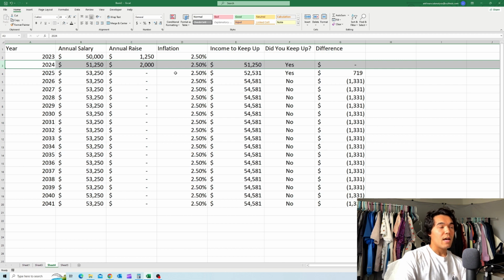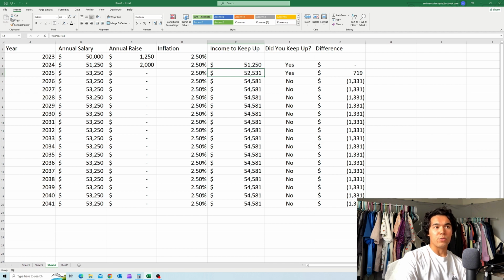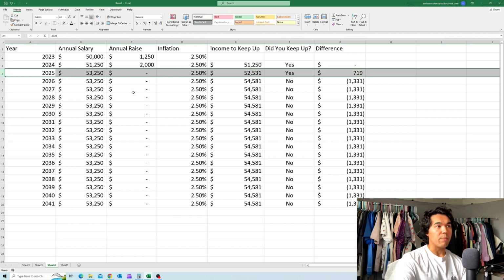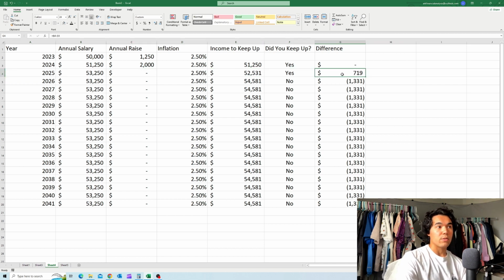And we can see, hypothetically, that with the inflation rate in 2024 being 2.5%, what he would need to make in 2025 is $52,531 to have the same spending power that he did initially, right? The initial $50,000. And sure enough, in 2025, he is on track to surpass that, right? He kept up with inflation, but he also beat it by $719, right? So that's great. That means he has the same spending power that he previously did. He kept up with inflation and he did more. That's an extra $719 in his pocket.